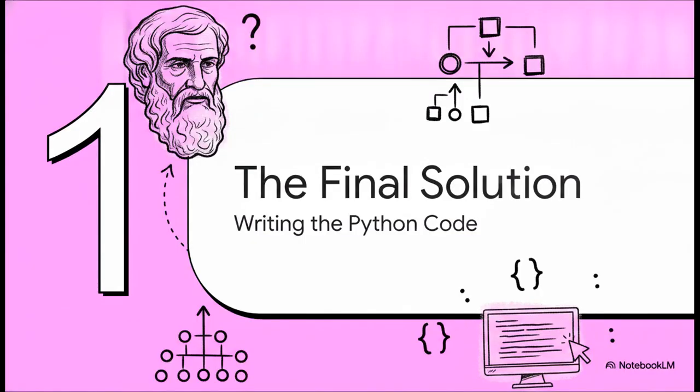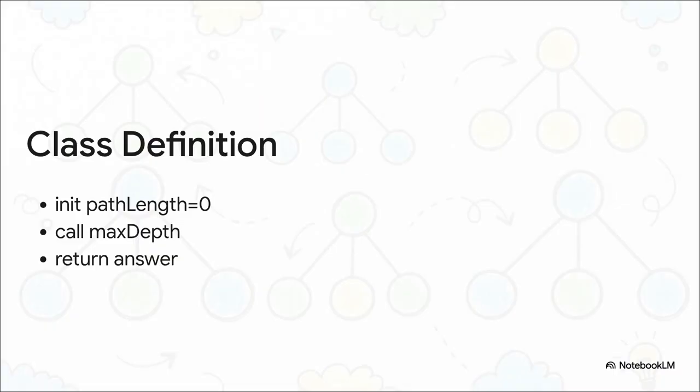All right, moving into the final solution, let's look at writing the actual Python code. Now that we've Socrated our way to the perfect bottom-up architecture, we have everything we need to translate this beautiful logic into a working script. We're going to start by defining our class. Right at the top, we set up path length equal to 0. This is our global tracker, the variable that will quietly remember the biggest diameter we find anywhere in the entire tree. Then we have our main function, which kicks off our recursive traversal by calling our helper function, and then simply returns that global path length at the very end.